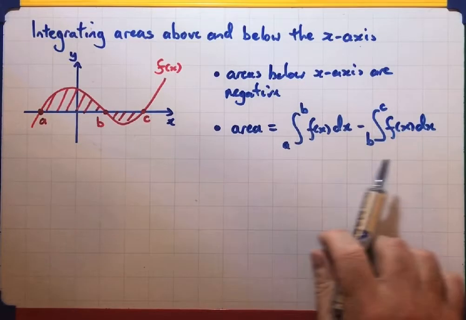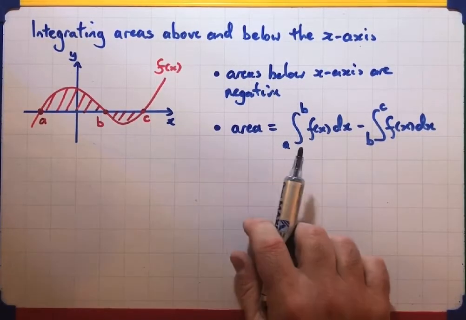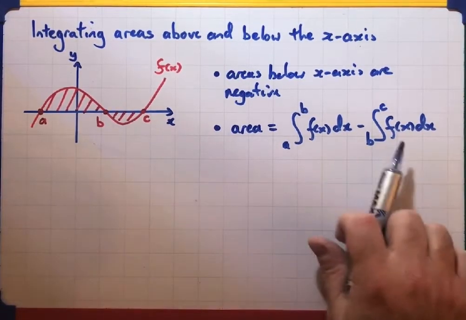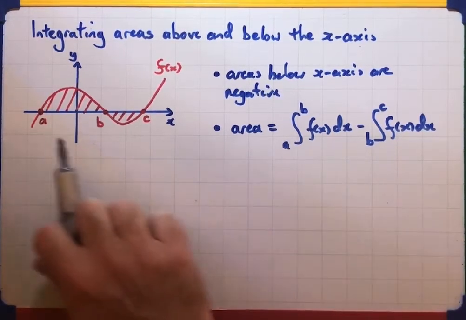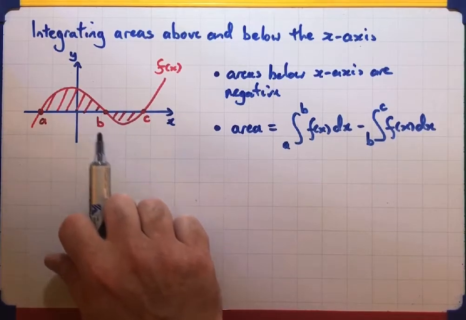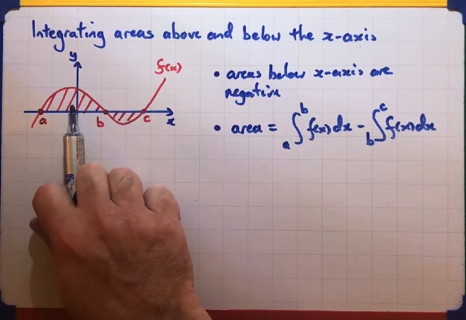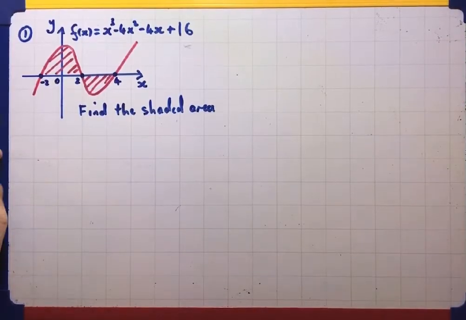So that's what we do to work out anything of this form. What we have to remember is the bit below the x-axis is negative, so we need to take that bit away in order to give us the total area. If we just integrated from A to C, we would get the net area above the x-axis, i.e. that area taken away from that area. Okay, let's have a look at one of these in practice.